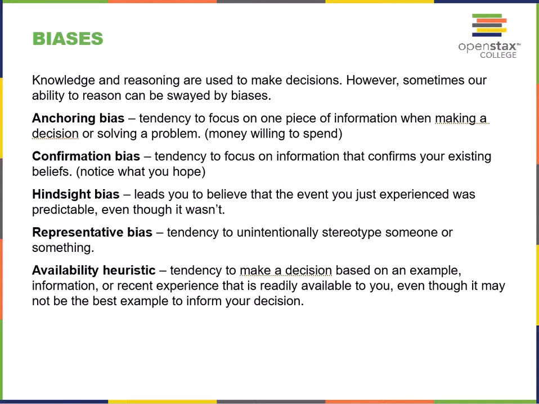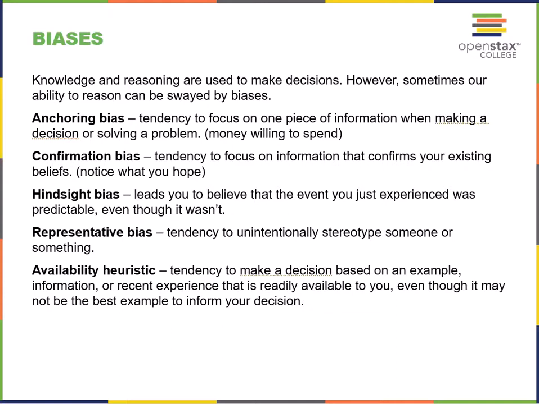Confirmation bias is the tendency to focus on information that confirms your existing beliefs. Basically what you hope is going to happen. So, if you believe something is bad, you'll find something that supports that. If you find something is good, you'll find information that supports that. That's confirmation bias.